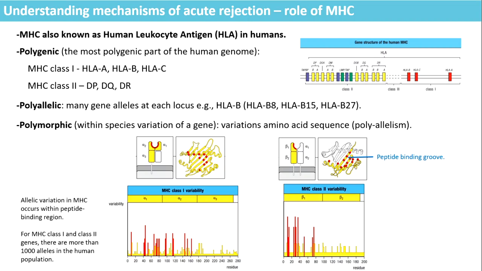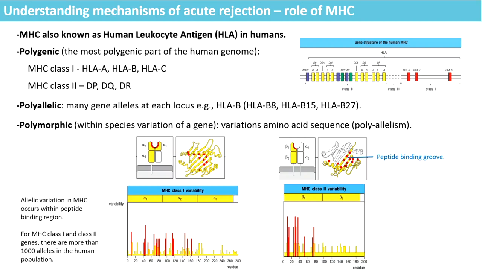I just want to have a look at the role of the major histocompatibility complex. Hopefully you remember that the MHC is also known as the HLA in humans, the human leukocyte antigen. And it's really important because, if you remember, the MHC is essentially what gives us the unique immune fingerprinting. So it's like a unique immune barcode, specific to each individual. And that's because it's not only polygenic, but it's polyallelic and it's polymorphic.